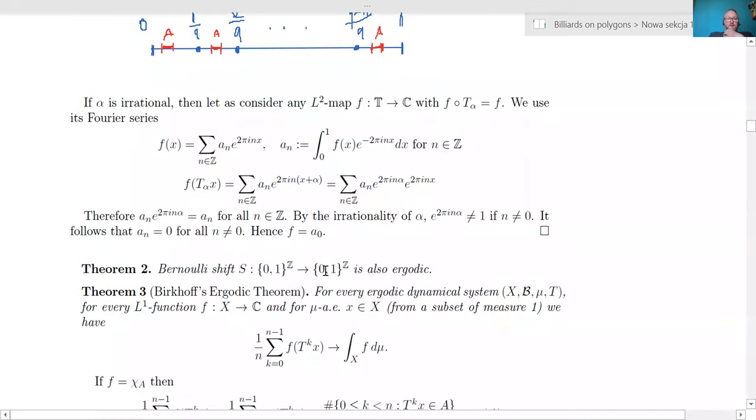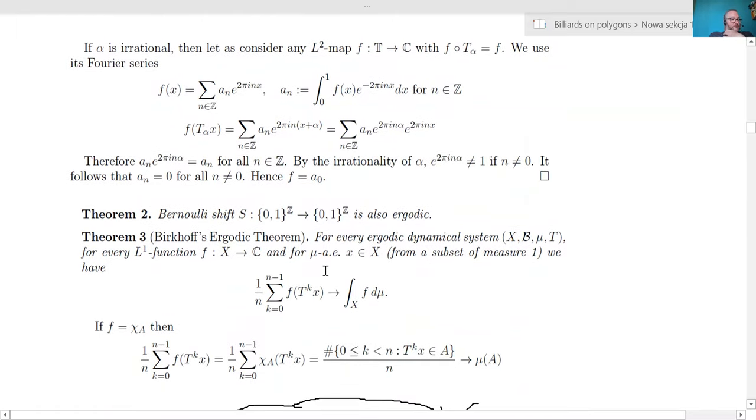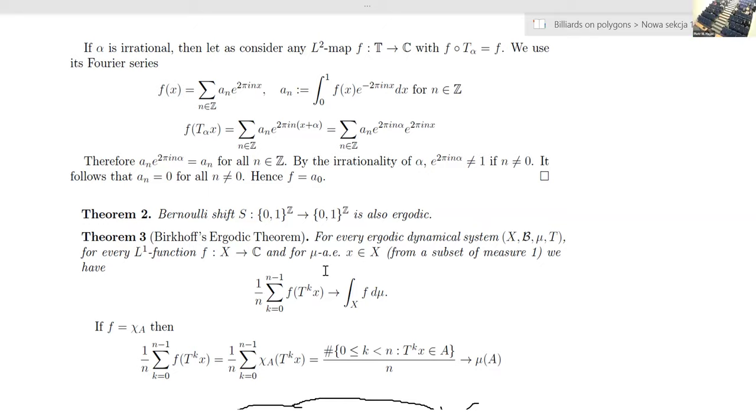Okay, what about Bernoulli shift? Bernoulli shift is also ergodic, but the proof of ergodicity here has a different flavor, and I would like to skip it. Sorry, may I have a question? Yeah, sure. So from this ergodicity, it follows that each function which is measurable and invariant under the action is almost everywhere constant. So in particular, does this proof imply that each orbit is dense in this case, where alpha is irrational? No, generally it's not true, but in this situation, yes.